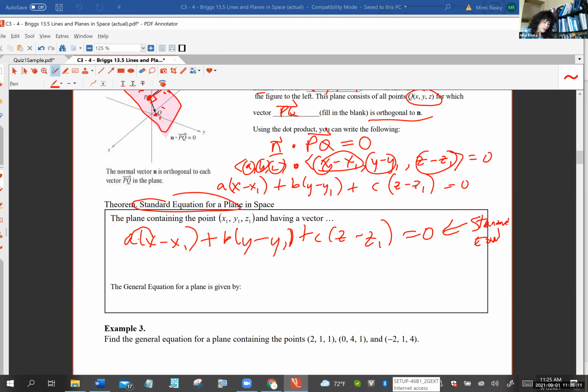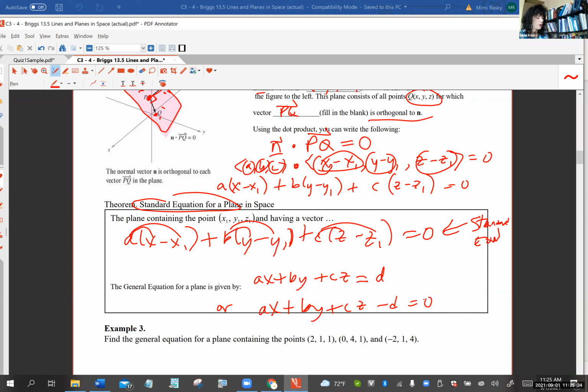So if you multiply out everything here, just using your algebra, and rearrange everything, where the terms that have the variables x, y, z are on the left, and then you combine all the constants into one constant and put it on the right, or sometimes they might ask you for everything on one side and 0 on the other. Either way, that's called the general equation for the plane. I like this one better. I prefer that one better.